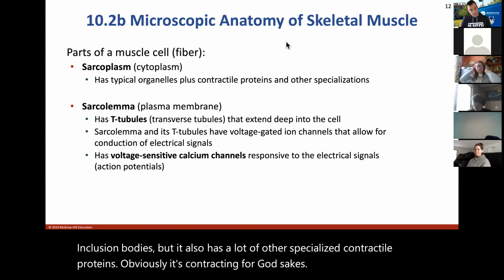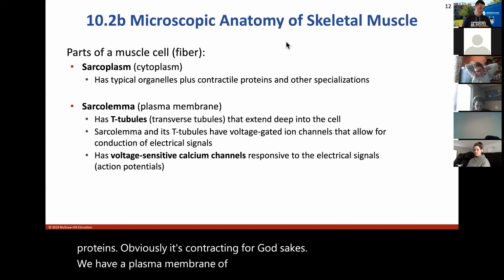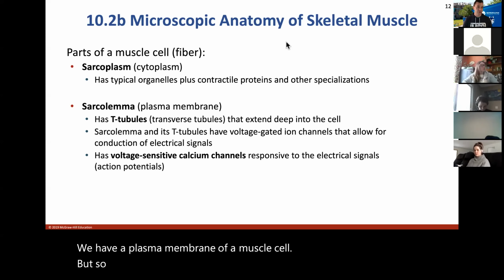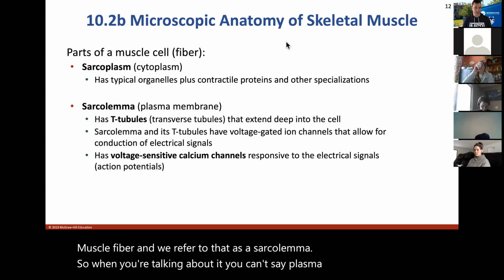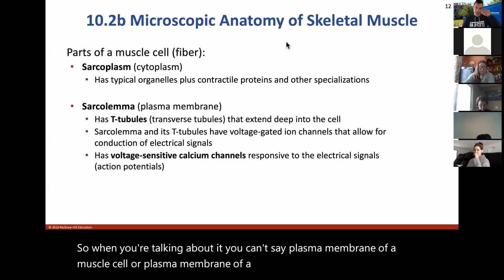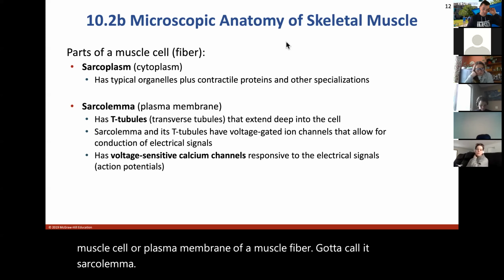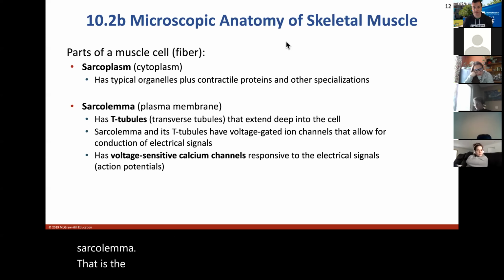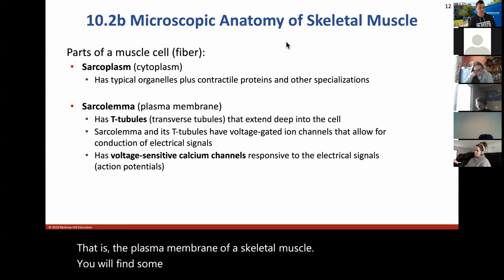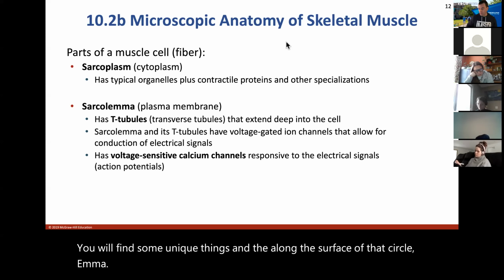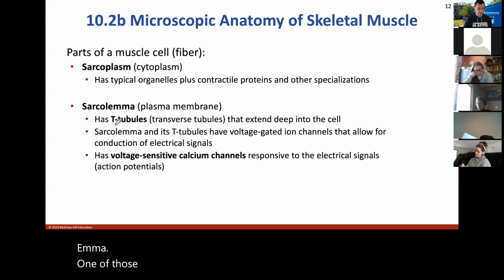We have a plasma membrane of a muscle cell, muscle fiber, and we refer to that as a sarcolemma. Okay? So when you're talking about it, you can't say plasma membrane of a muscle cell or plasma membrane of a muscle fiber. Got to call it sarcolemma. Right? That is the plasma membrane of a skeletal muscle. You will find some unique things along the surface of that sarcolemma. One of those is an opening called T-tubules.